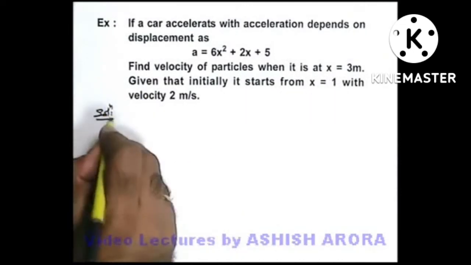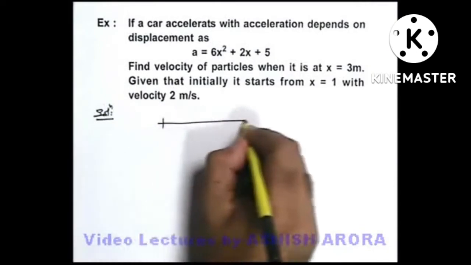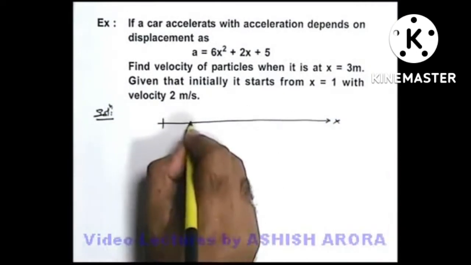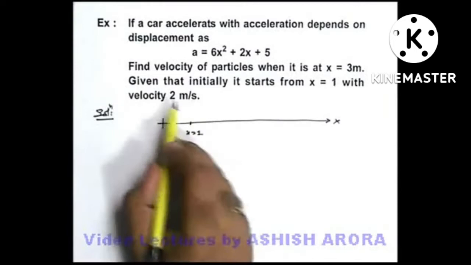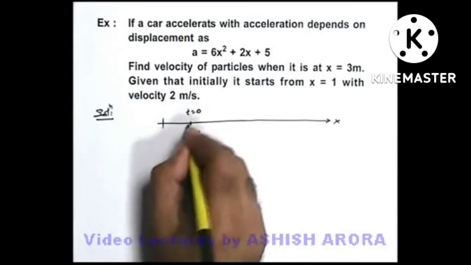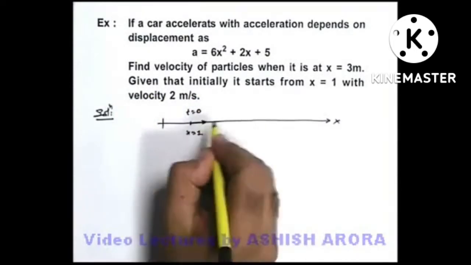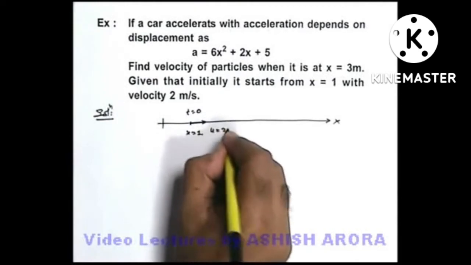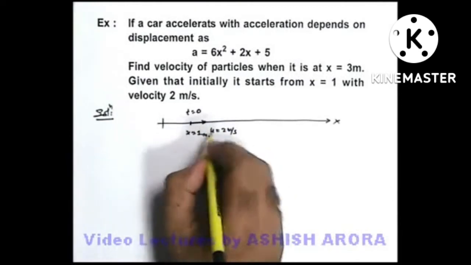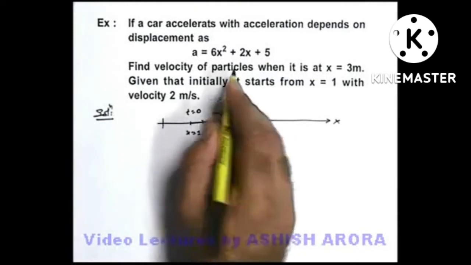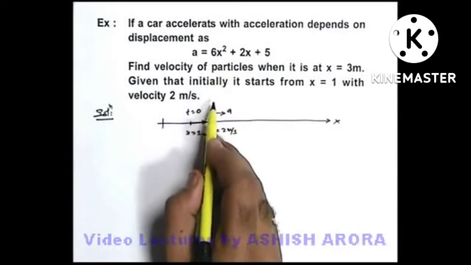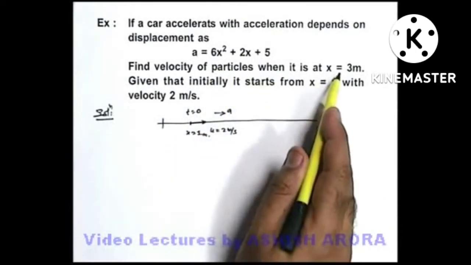Here, if we draw the physical situation, this is the positive direction of the x-axis and this is the position x equals 1. It is given that initially at t equal to 0 the particle was at x equals 1 meter and it starts with the initial velocity of 2 meters per second. Now it accelerates with an acceleration a given by this expression. Now we are required to find the velocity when it is at x equals 3 meter.